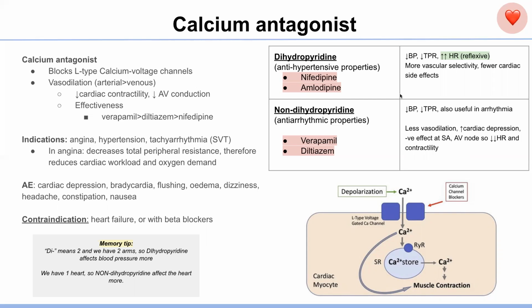A memory tip, so di means 2, and we have 2 arms, so it affects the periphery more, and that is so that it affects blood pressure more and is more useful in hypertension.